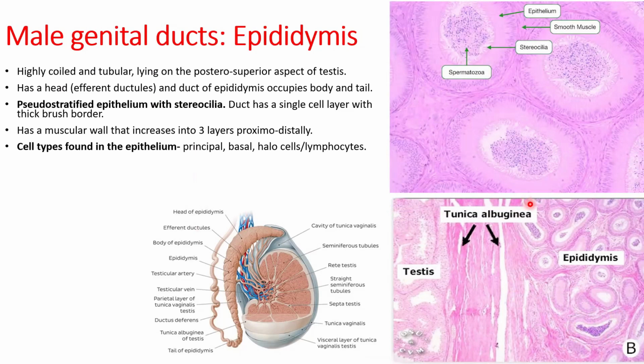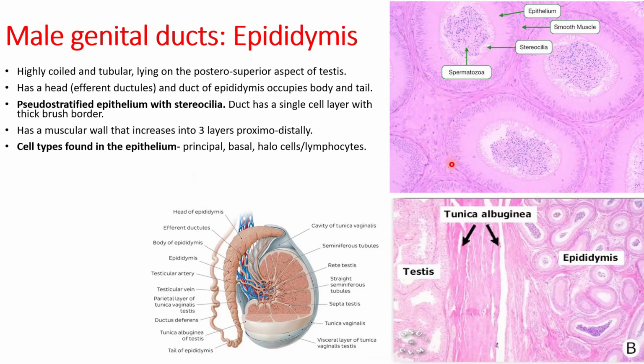So this is what I've been trying to describe. You can appreciate the spermatozoa at the center. You have the stereocilia. So the epithelium will be a pseudostratified columnar epithelium with stereocilia. Here we can appreciate this is the interstitial tissue. The interstitial tissue, some books will refer to as adventitia.